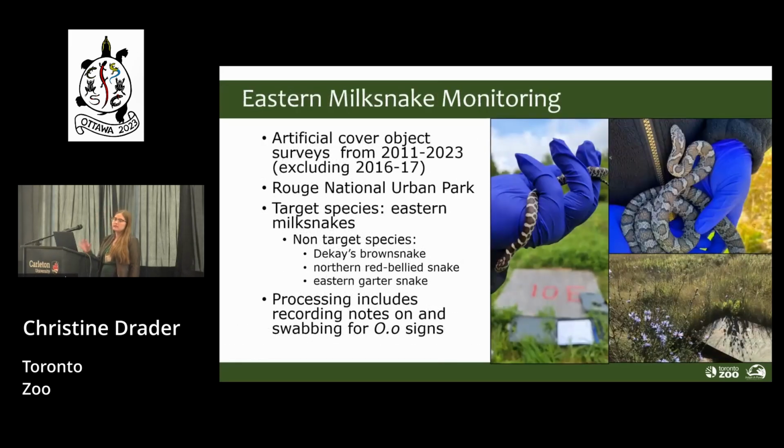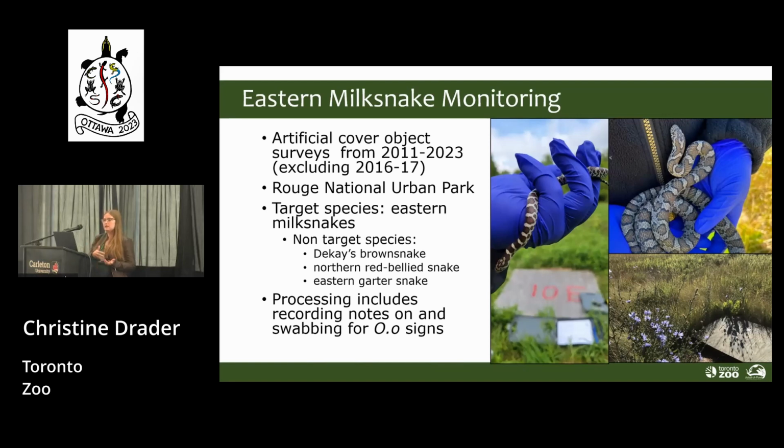Our study site is within the Rouge National Urban Park, outside of the Toronto Zoo, as some of you may know. We've been doing artificial cover object surveys since 2011, excluding 2016 and 2017. Our target species is the eastern milk snake, but we do monitor any other snake populations we come across. The primary goal is to identify their presence within RNUP, monitor their long-term population trends, and identify their seasonal habitat use in hibernaculum sites.